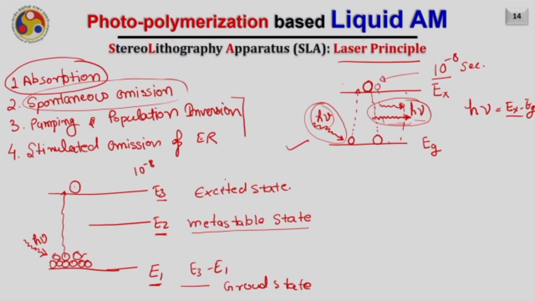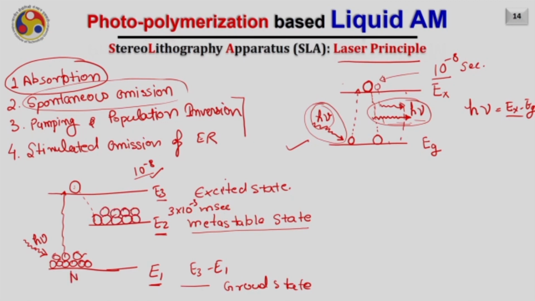What happens when the electron reaches here, as it stays only for 10 to the power minus 8 seconds, it immediately comes to the metastable state, which is an intermediate state, and here the electron usually stays for up to 3 into 10 to the power minus 3 millisecond, which is of course greater than the time available for the excited state. As the electron stays in the metastable state for a longer period of time, we can produce more electrons in this particular state.